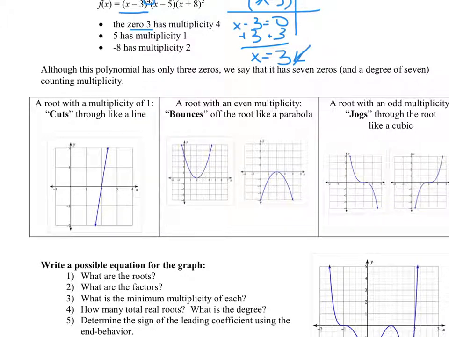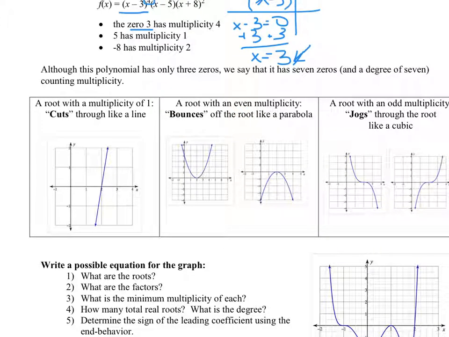If it's squared or any even exponent, it's going to bounce off. So it could either bounce at that spot on the positive side, or it could bounce on the negative side. It would be like a parabola going up or a parabola going down. So that's if it's an even multiplicity.